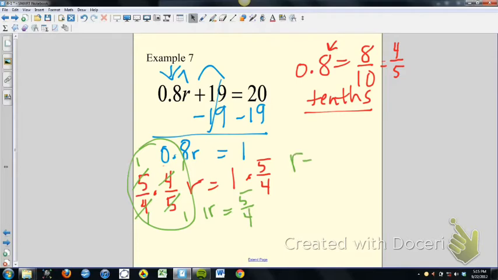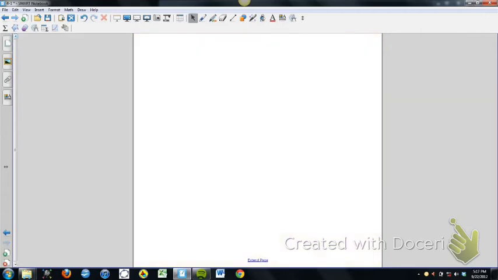So you have r is equal to, now let's change this into a mixed number. You don't have to change it into a mixed number. I just sort of get in the habit of doing that. Okay, and that's the end of the video.